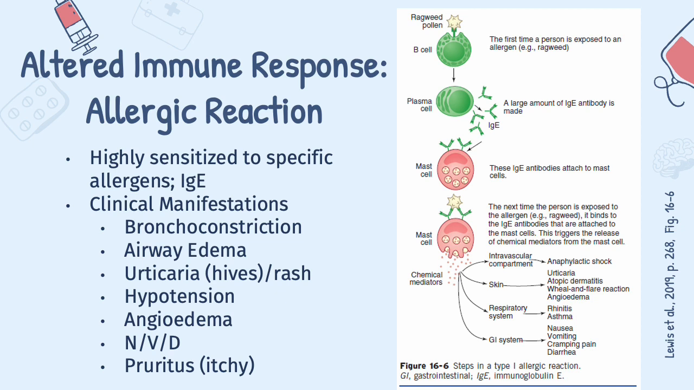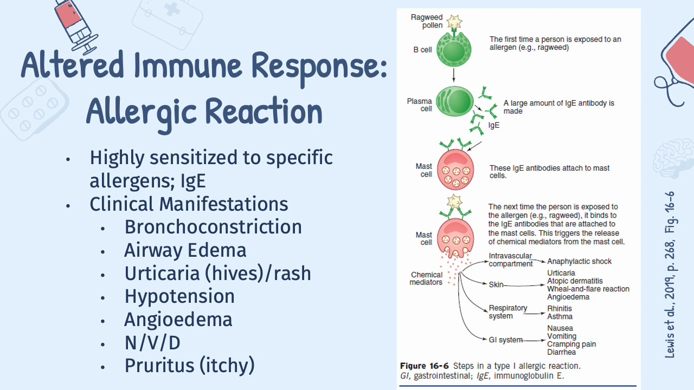IgE antibodies will attach to mast cells and basophils, and within those cells there are things like histamines, serotonins, leukotrienes, eosinophil chemotactic factor of anaphylaxis, or ECF-A. There are kinins or bradykinins, which are chemical mediators, and in the Lewis textbook, there's a list of these chemical mediators with further descriptions on page 267. So the figure here on the slide demonstrates when an allergen enters the body and IgE antibodies are produced and bind to the mast cells and the basophils.